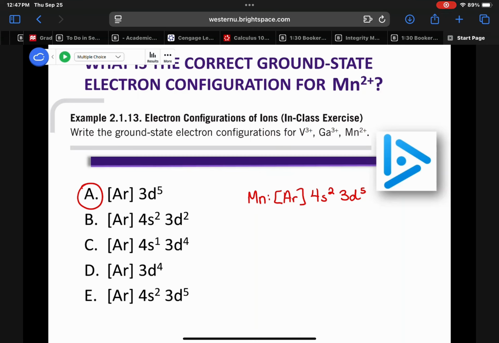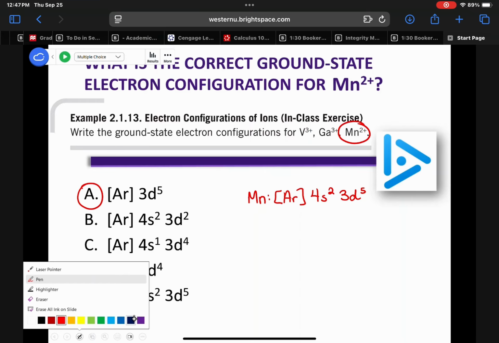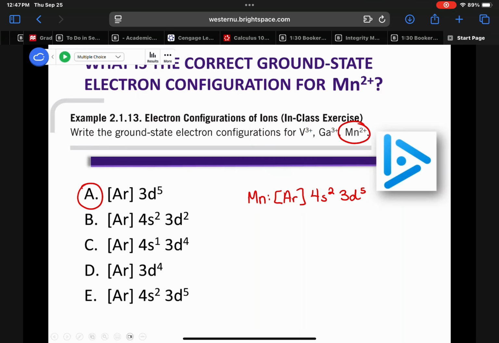And then we hit the 3d block. And how many electrons there? 1, 2, 3, 4, 5. That would be the neutral element, 4s2, 3d5. But then we remember that we have to turn this into manganese 2+. We have to steal 2 electrons away. And we have to remember that when we steal electrons, they must come from the highest principal quantum number.